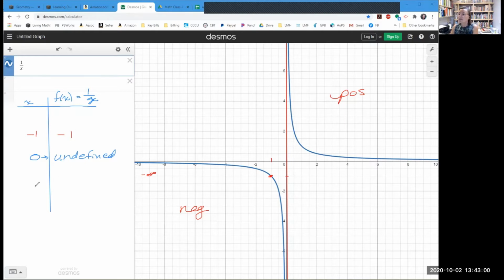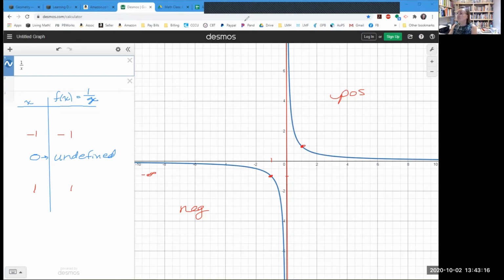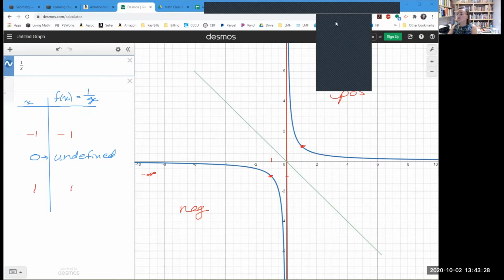All right, let's think about +1. Well, if I plug in a +1, notice I get this symmetrical point. These graphs are symmetrical. The graph itself has symmetry. In fact, it has symmetry to the origin, okay? If we were to say, well, we're going to do a little reflection line, this is going to be symmetrical to this line drawn through the origin, okay?